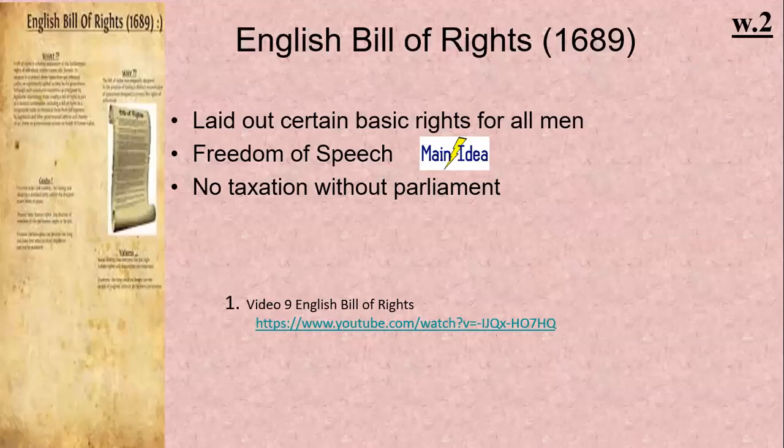400 years later, we had the English Bill of Rights, which kind of expanded on the Magna Carta. It laid out certain basic rights for all men, including freedom of speech, but also no taxation without representation. Nobody could be taxed in England without Parliament, the elected representatives, approving of it. There's a short summary, video 9. Watch video 9, the English Bill of Rights.